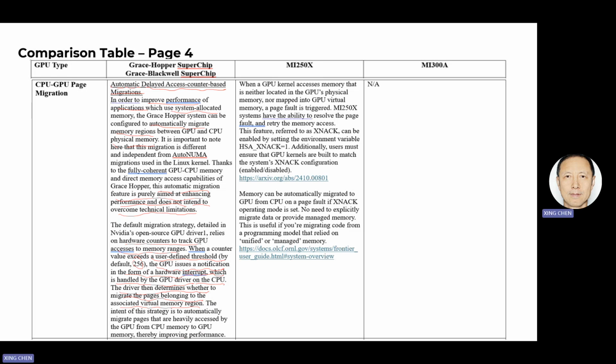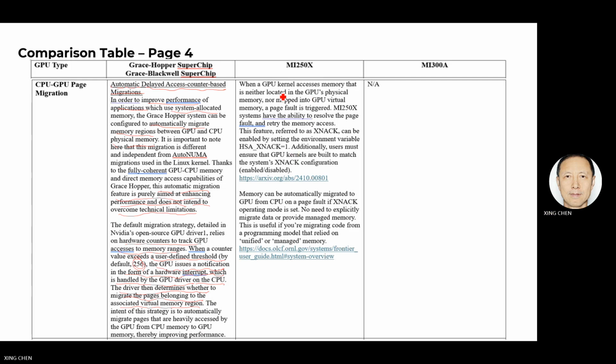So as I said, this is a mechanism that tries to help improve the performance. And it's very simple. If your GPU has tried to access the memory many times, more than 256 times, the system is going to believe that this piece of memory should be migrated to the GPU physical memory, and it's going to do that. It's going to decide to do that or not based on its algorithm. But this is how page migration works for Grace Hopper.